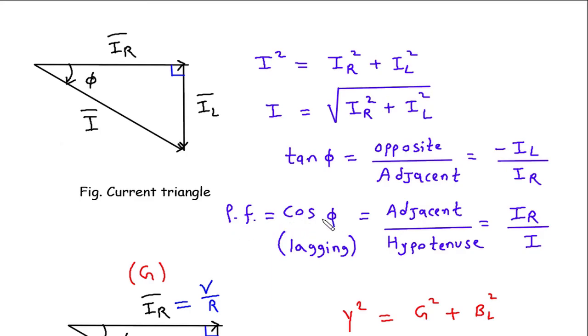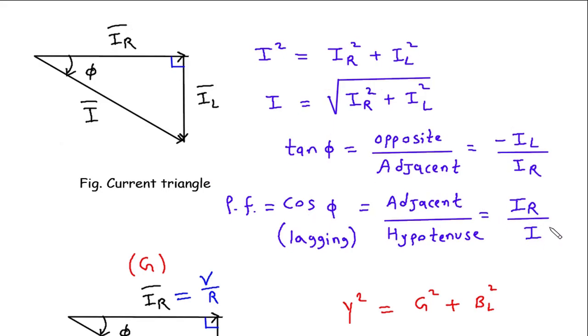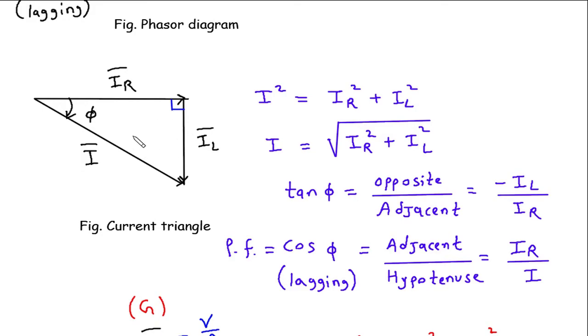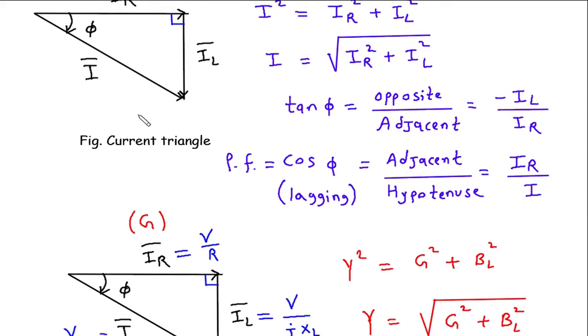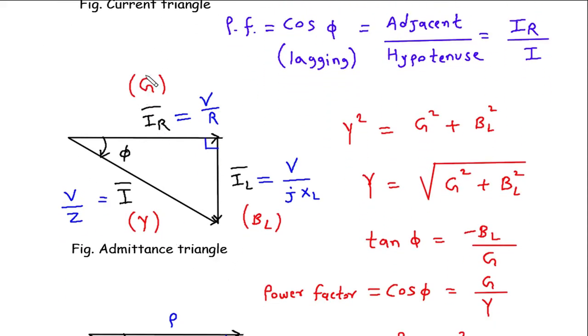Also power factor is equal to cos phi, and this will be lagging, and cos phi is equal to adjacent side upon hypotenuse. So adjacent side is IR and hypotenuse is this I. Therefore cos phi is equal to IR divided by I. Now if we divide all the sides of this current triangle by applied voltage V, this will be an admittance triangle. So this will be conductance G, this will be inductive susceptance BL, and this will be admittance Y.